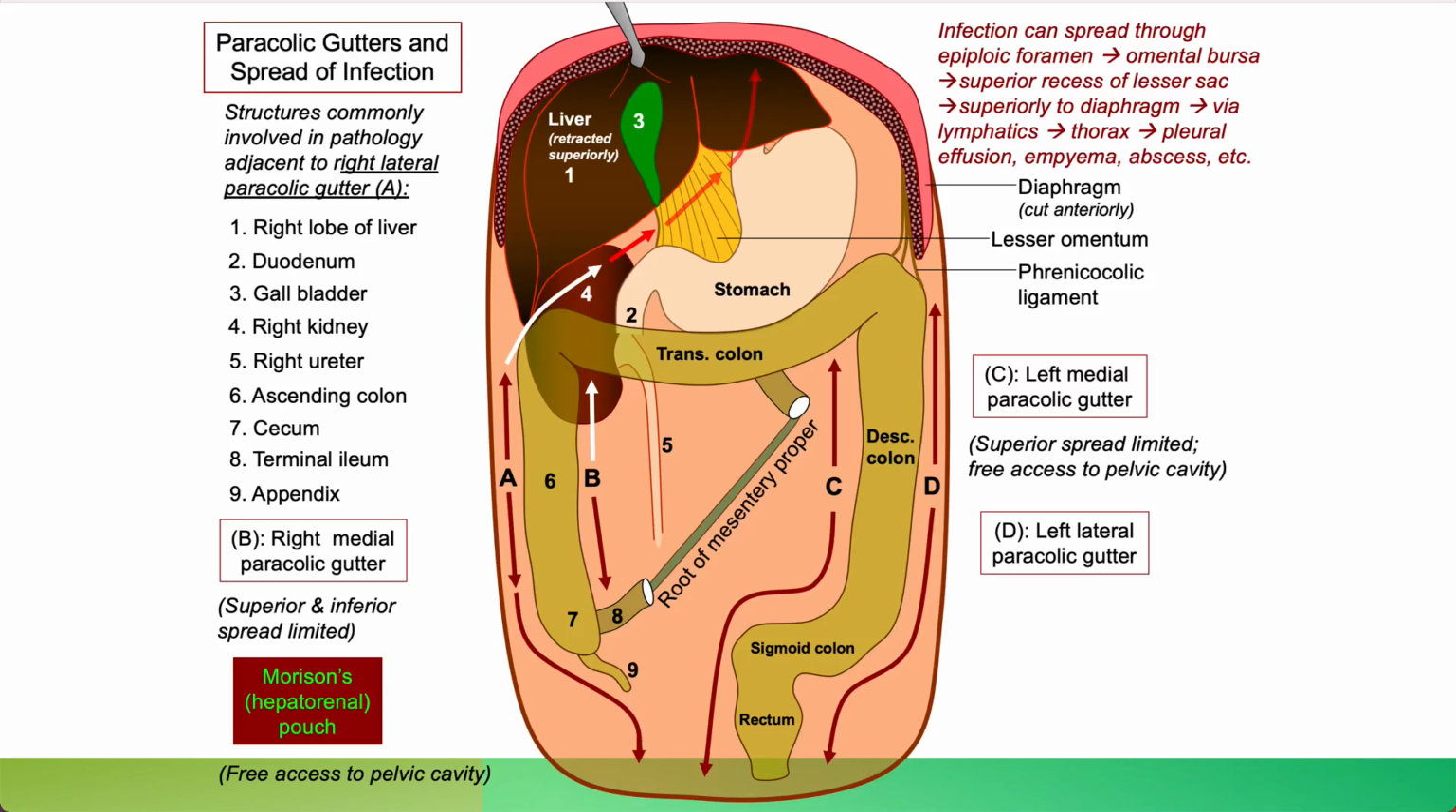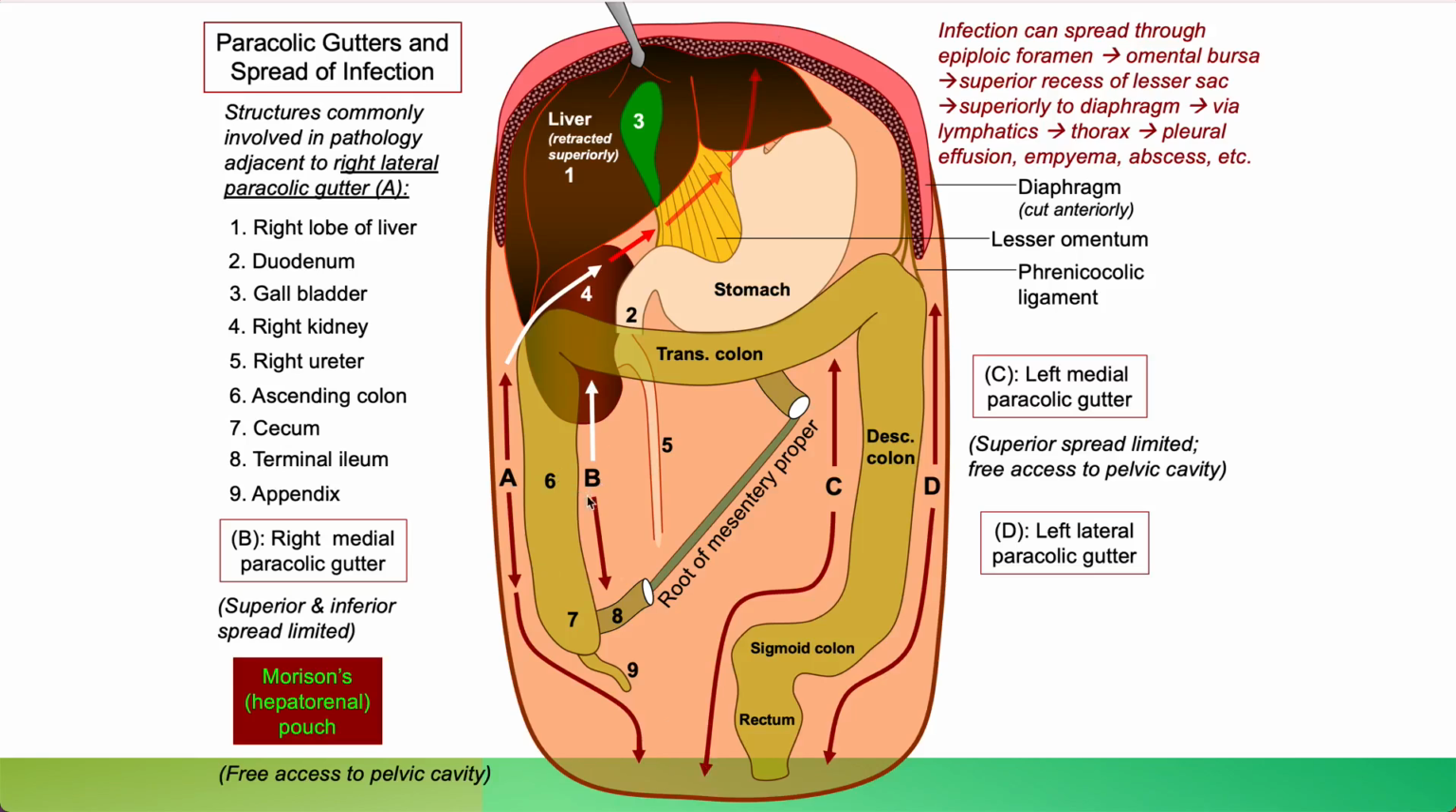So, to cut short the story, infection from the right lateral paracolic gutter can go up and can go down. First, it reaches the Morrison pouch or hepatorenal pouch, the space between the liver and the kidney. Then it passes through the epiploic foramen, enters the lesser omentum, goes behind the liver, and then through diffusion, through lymphatics, it may reach the lungs, not lungs, the pleura, and causes empyema, effusion, abscess formation. And below, it goes, called pelvic inflammatory disease.